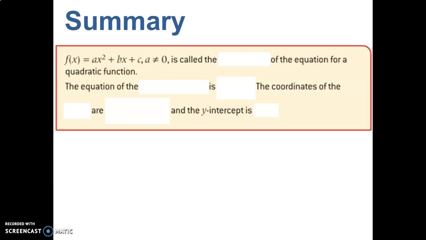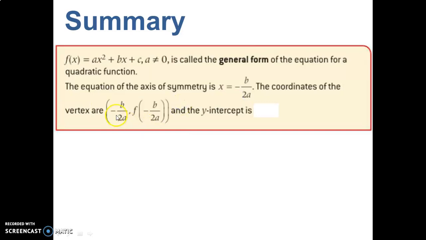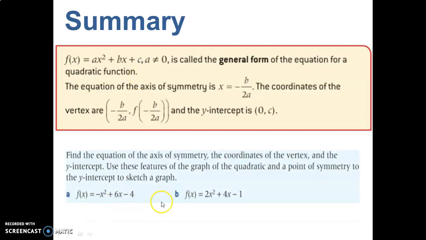All right, let's summarize. We have a standard form equation like that. So standard or general form is the name for that. The equation for the axis of symmetry is -b over 2a. We figured that out. The coordinates of the vertex are, well, the axis of symmetry x value, and that value put into the function. So it gives us the vertex. And the y-intercept is (0, c). The c value gave us the vertex. Sorry, the y-intercept.